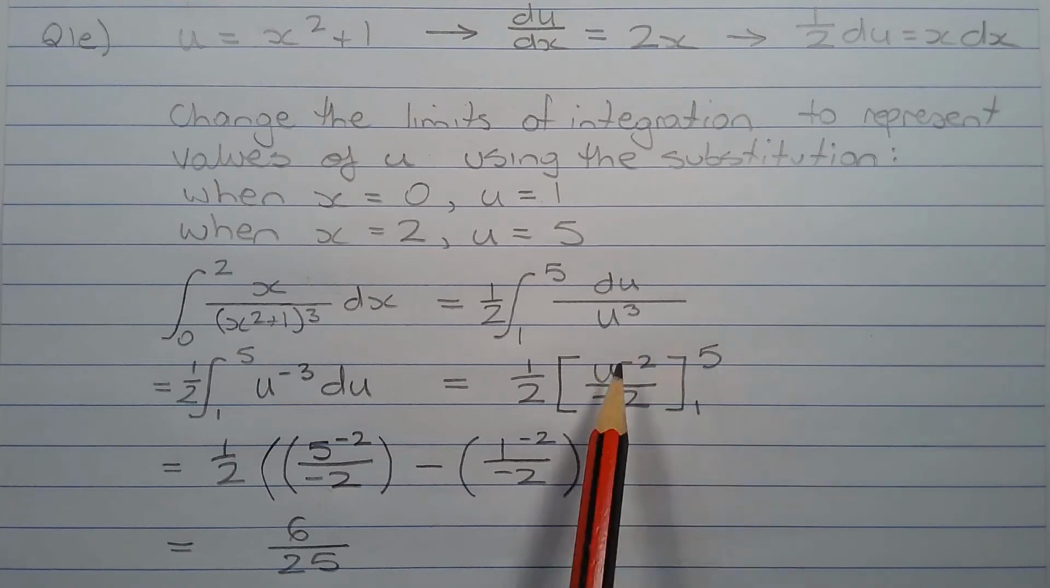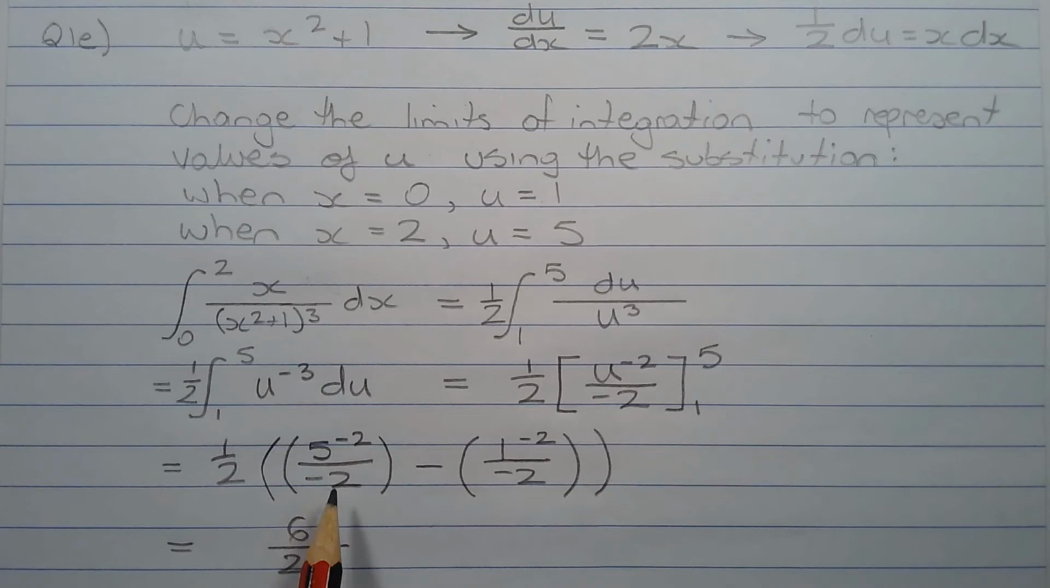Finally, we apply the limits of integration, so that equals half outside of 5 to the power of negative 2 over negative 2 minus 1 to the power of negative 2 over negative 2, and that evaluates to 6 over 25.